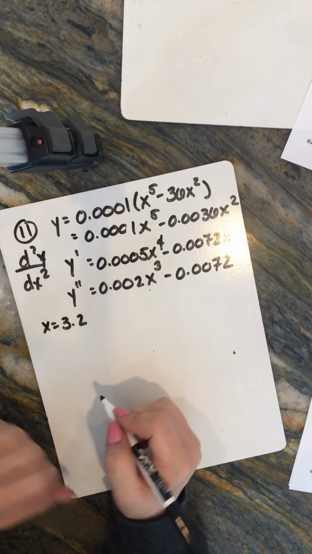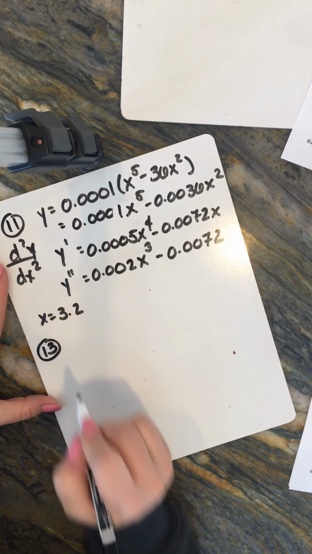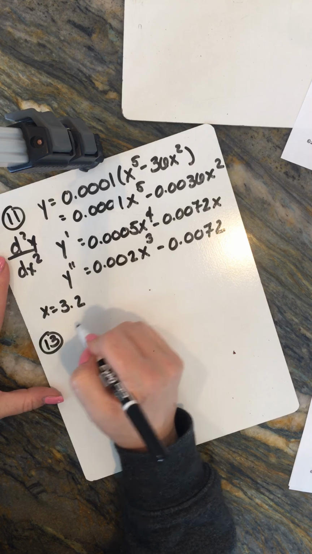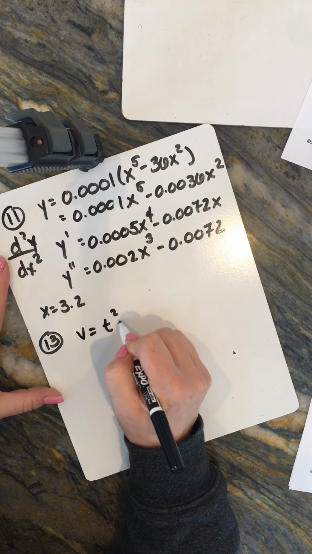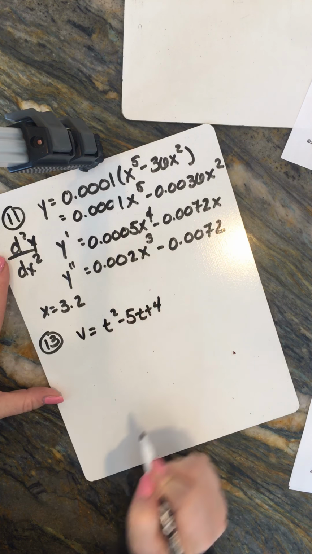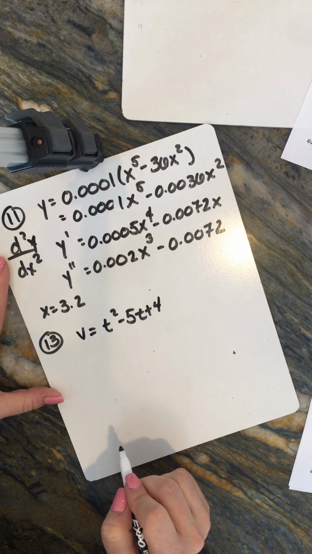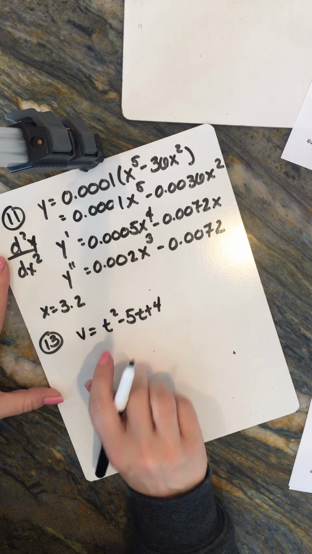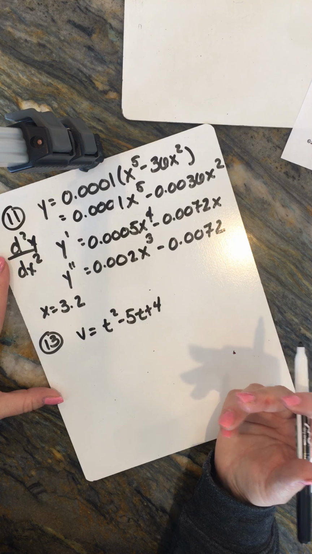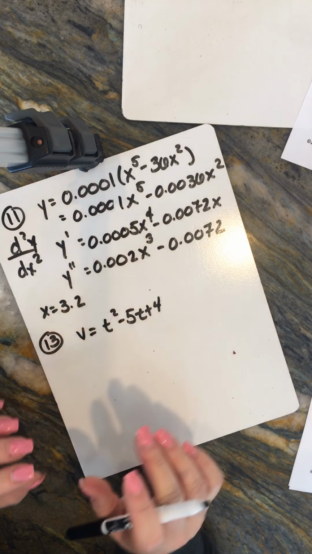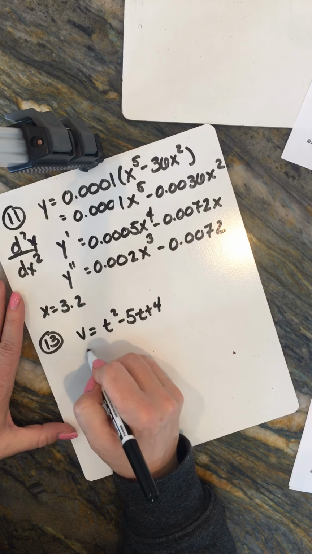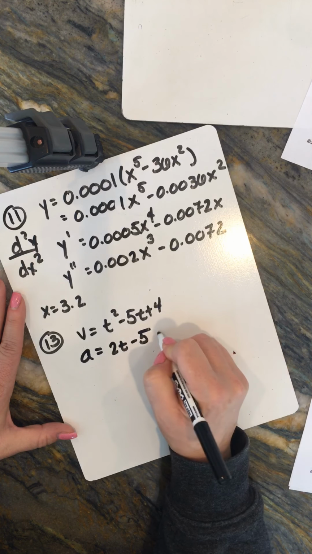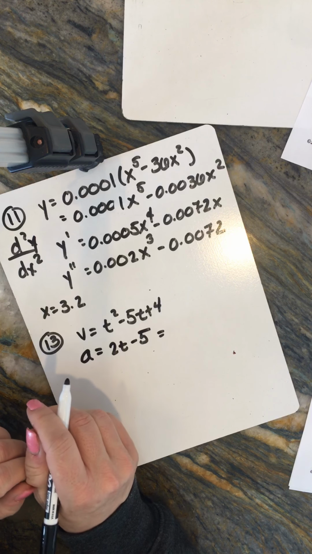Number 13. All right, they give the velocity of a moving body along the s-axis. So here's your velocity, t squared minus 5t plus 4. They want to know when the body's velocity is increasing. So I want to know, when is this guy increasing? So the velocity is becoming greater. That means that it's speeding up, or it has positive acceleration. So we need to find the acceleration. So 2t minus 5, set it equal to 0.